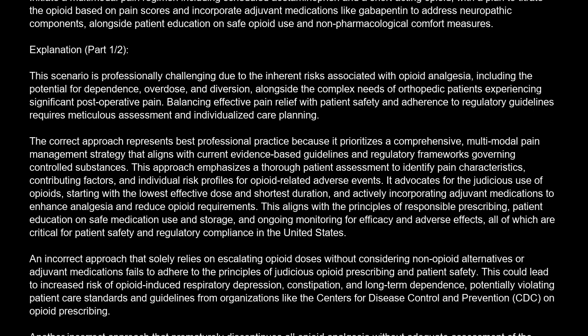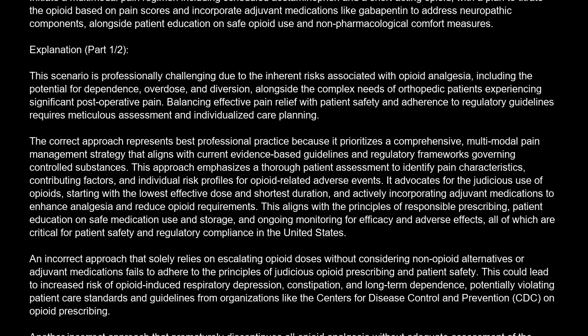An incorrect approach that solely relies on escalating opioid doses without considering non-opioid alternatives or adjuvant medications fails to adhere to the principles of judicious opioid prescribing and patient safety. This could lead to increased risk of opioid-induced respiratory depression, constipation, and long-term dependence, potentially violating patient care standards and guidelines from organizations like the Centers for Disease Control and Prevention, CDC, on opioid prescribing.